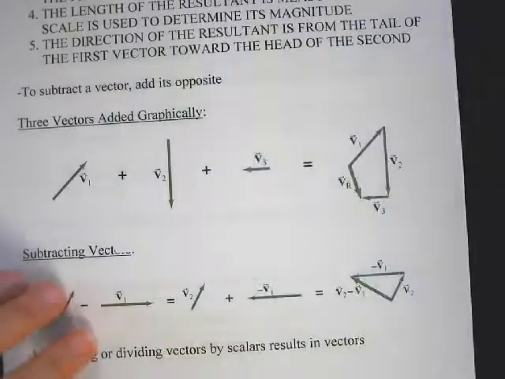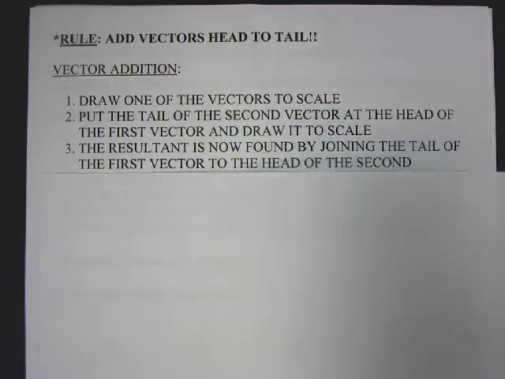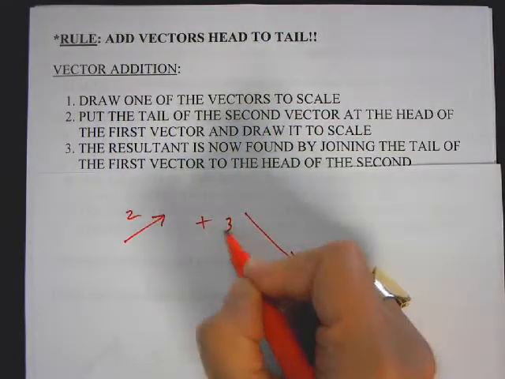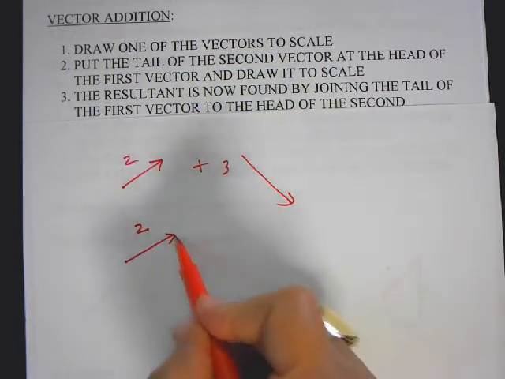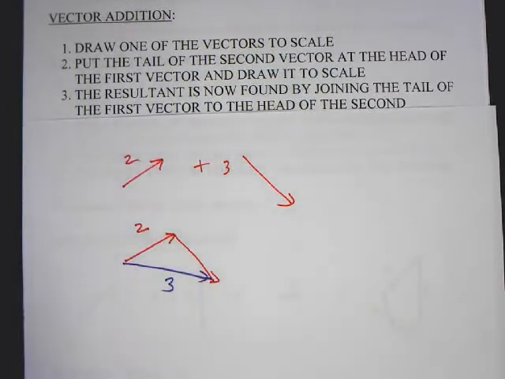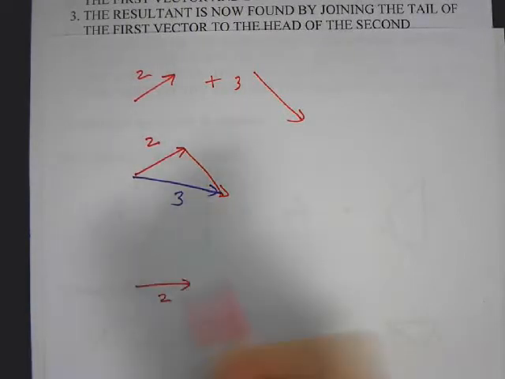All right, so what is the one rule for adding vectors? Vectors are added head to tail. So it says draw one vector to scale. Let's pretend I had two vectors like I showed you, 2 plus 3. If I had 2 like this and 3 like this and I wanted to add them together, here's the 2 and then I add the 3, and then my resultant would be like this. But we're going to start off doing easier ones, something more like this, 2 and 3. So we have right triangles.